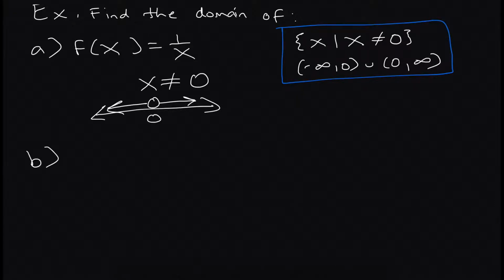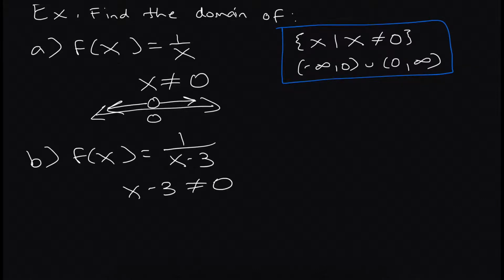Let's do another one like that. And let's do f of x is equal to 1 over x minus 3. And we have another fraction, which means we have another denominator. That denominator, in this case x minus 3, cannot equal 0. To solve for x, we're going to add 3 to both sides. Use a number line if you'd like, you don't have to.